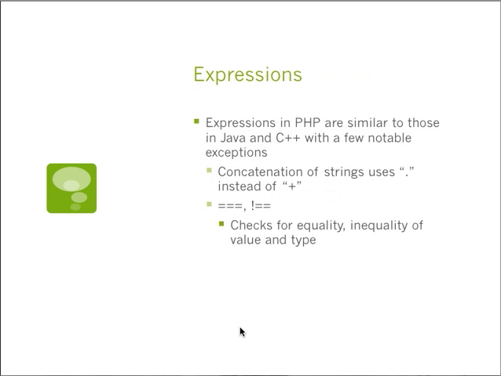The expression syntax in PHP is similar to the syntax in Java and C++. The difference being that concatenation, which I think we've talked about before, uses the period instead of the plus. There are also some other operators that allow you to check type, like for instance the triple equals or the not double equals, which will check not only for equality or inequality, but also check to see whether or not the types are equivalent.